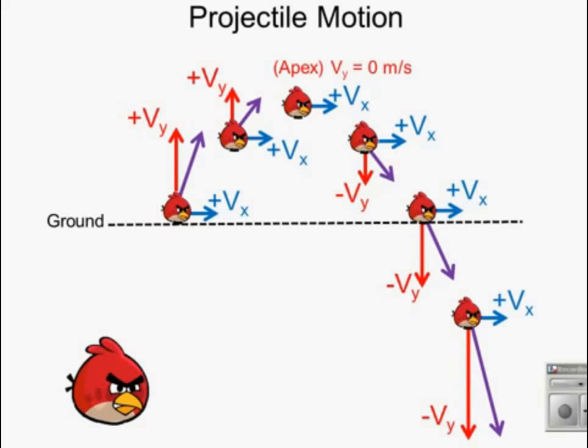Keep in mind, too, that that velocity to the right is independent of the velocity upward. It does not change. Just because an object is moving up or down does not change the velocity to the right.